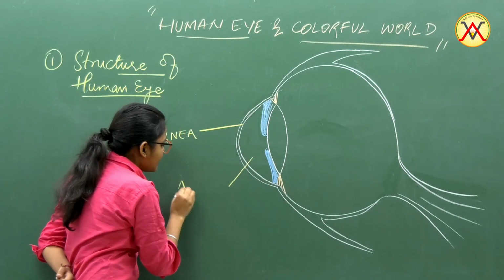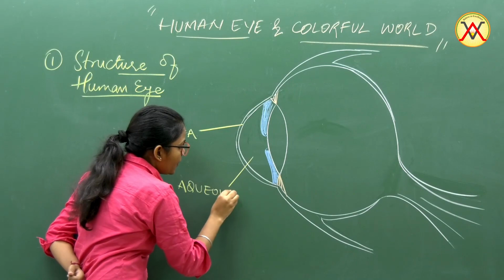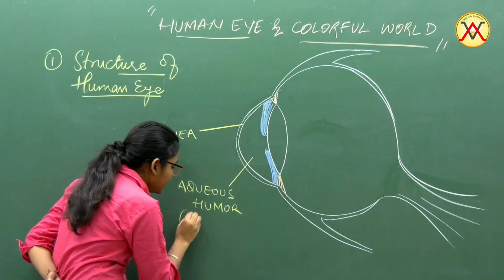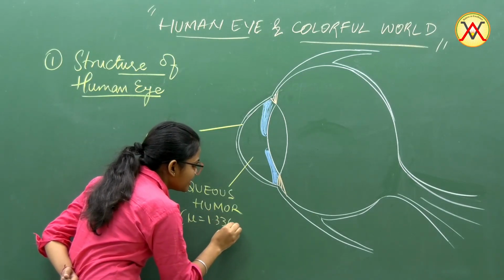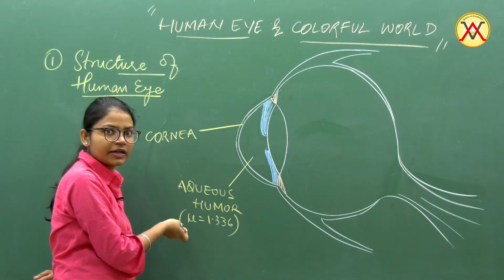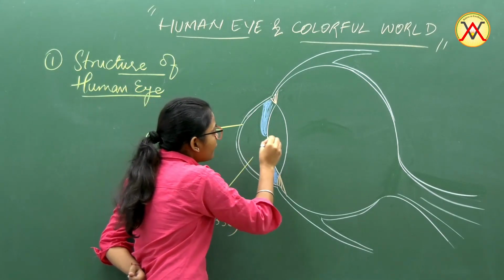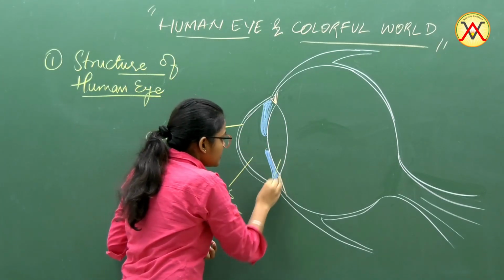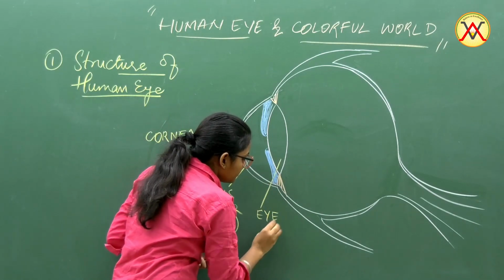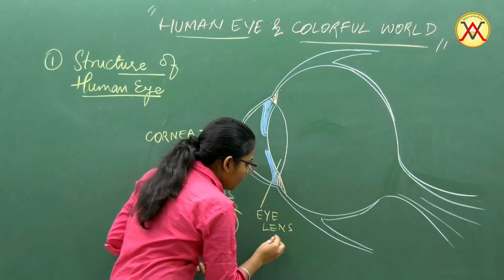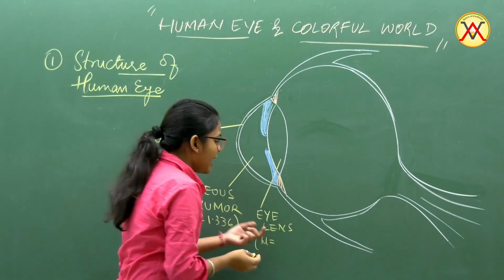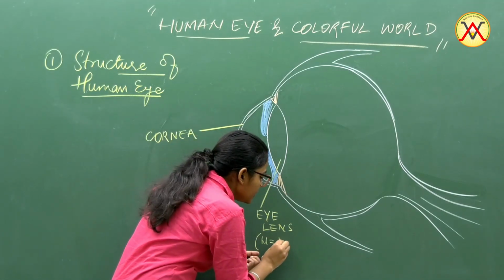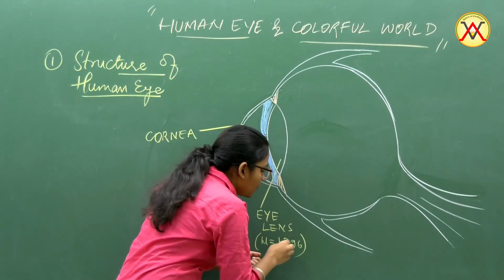This part is known as aqueous humor. It is a jelly-like substance which has a refractive index equal to 1.336. This is the average value of its refractive index. Now, after this, our light enters this part. This is known as our eye lens, whose refractive index actually varies from 1.386 to 1.406. So we take its average value to be 1.396.